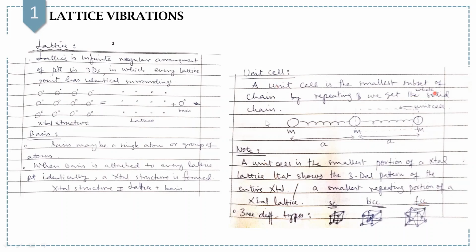Now, in terms of solid chain, we can define the unit cell like this: a unit cell is the smallest subset of the chain. By repeating it, we get the whole solid chain, where you can see there are masses attached to each other by elastic springs. It means atoms are coupled to each other.